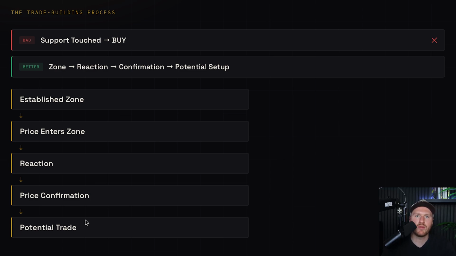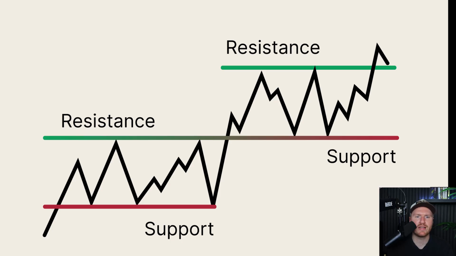Which brings me on to number five, invalidation. So what happens when a zone actually fails? What happens if the price just cuts straight through it? That's the reason why you have the invalidation under the wick. Okay, so where is the thesis wrong? You need to know all of those 5 key points before you make any trade. And again, just to run through it one more time, you've got the established zone, the price enters the zone, you want to see the reaction, you want to see the price confirmation, and then you have a potential trade, but not before that.